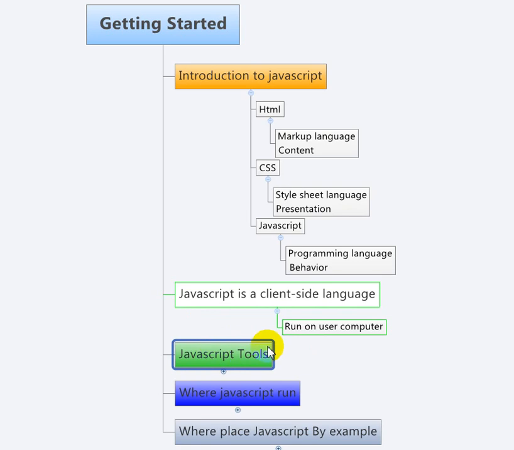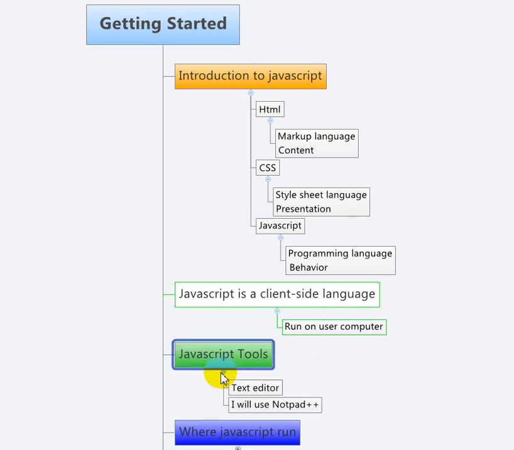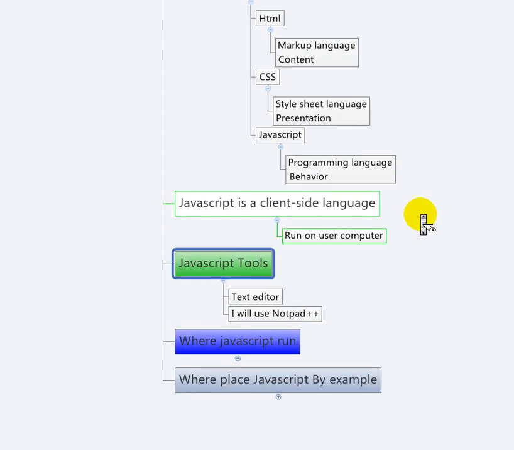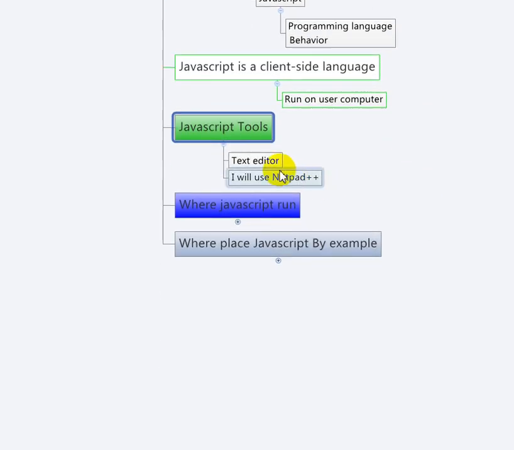Then, JavaScript tools. What tools are we going to use to write JavaScript? It's very simple. The tool is a text editor. You already have a default text editor in your operating system. If you use Windows, you have Notepad, but I'm going to use Notepad++. If you do not have Notepad++, you can download it for free. Just go on Google and search for Notepad++, and you will get the download link.